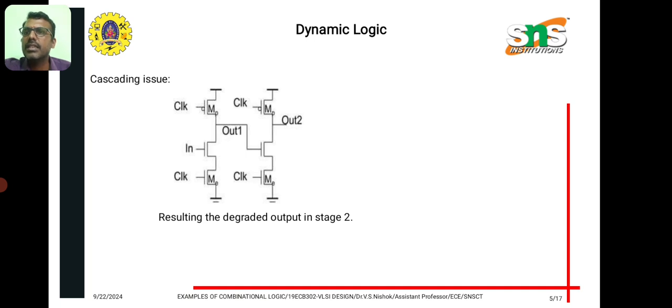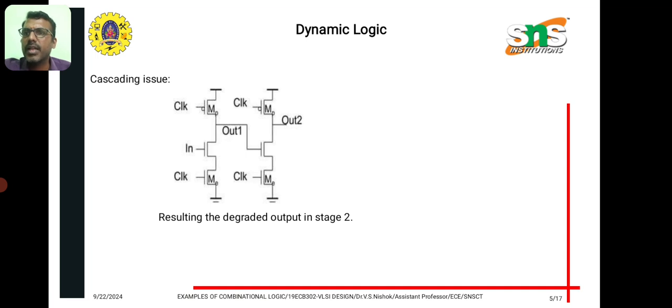Similarly, the cascading issue. See here, when the first stage output out1 is given as the input to the next stage in the dynamic logic, if you are connecting several cascaded circuits in the dynamic logic, we have a degraded output in stage 2 and the following stages. So that is the main issue here.